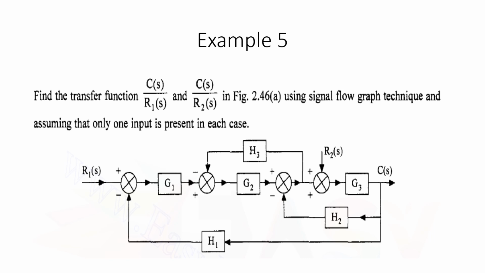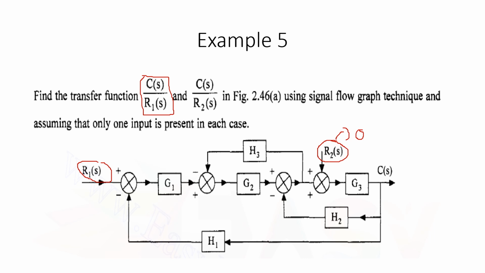So here we are taking an example of multiple inputs. Okay, so the task is to find the transfer function C of S by R1 of S and C of S by R2 of S using signal flow graph representation. So two inputs are given to us here. One is here, you have taken it as R2, and here it is R1. So when I am finding the first transfer function, that is C of S by R1 of S, you are supposed to take this as equal to 0, and then you have to write the signal flow graph representation for this.